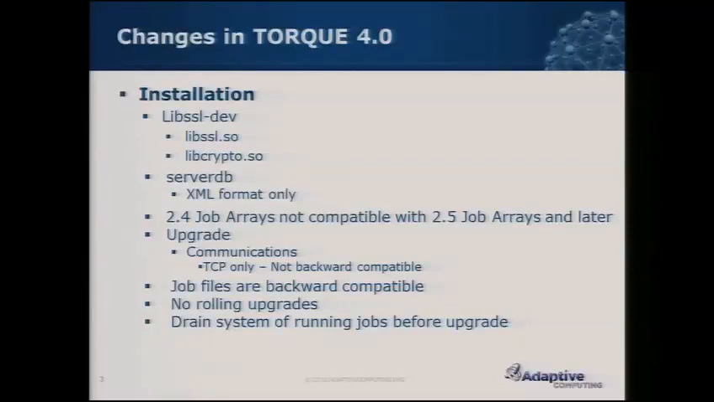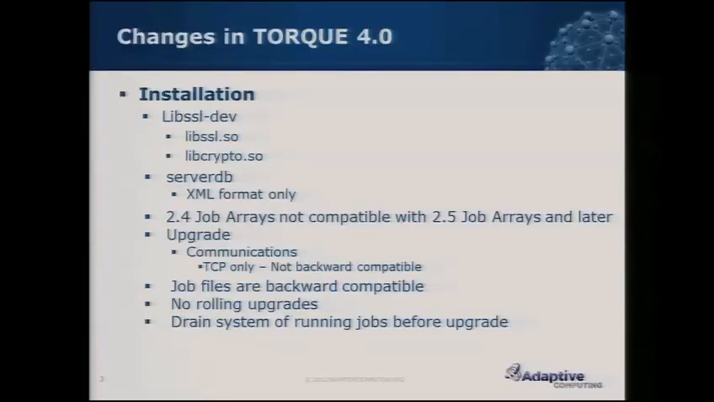Just a reminder, 2.4 and before job arrays are not compatible with 2.5 and later, so 2.4 job arrays are not compatible with 4.0. So if you're running on 2.4 and you have job arrays, make sure before you upgrade that you drain all of your job arrays before you do it. The jobs will be lost if you don't.